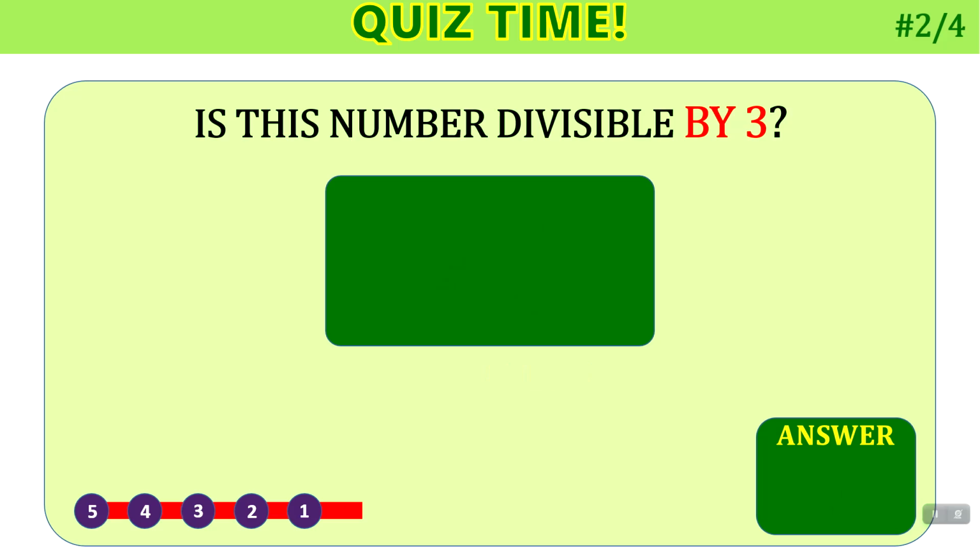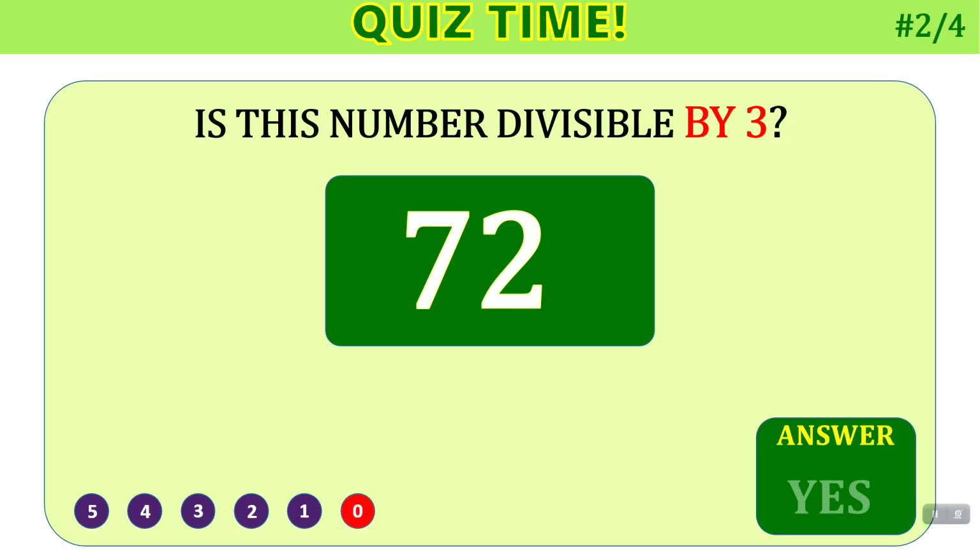Question 2. Is this number divisible by 3? 72. Time's up. Yes, 72 is divisible by 3. We check the digits and we add them. 7 plus 2 is 9, and 9 is divisible by 3. We can divide 9 by 3 and get 0 as our remainder.